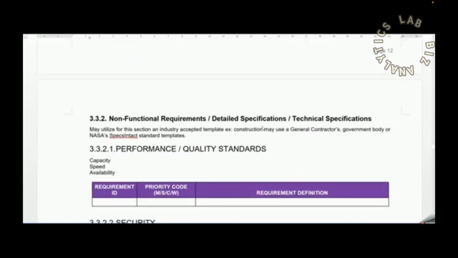Those need to be captured as well, and there are some non-functional requirements, such as the performance or quality standards of this new system that we were talking about. What is the capacity? What is the speed? What is the availability?